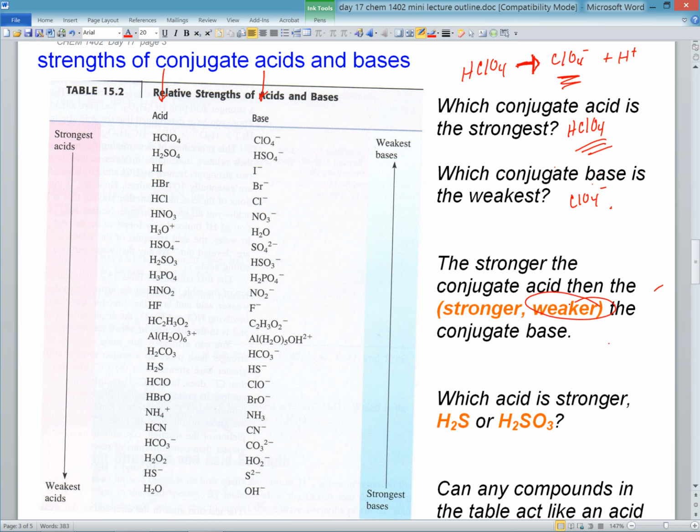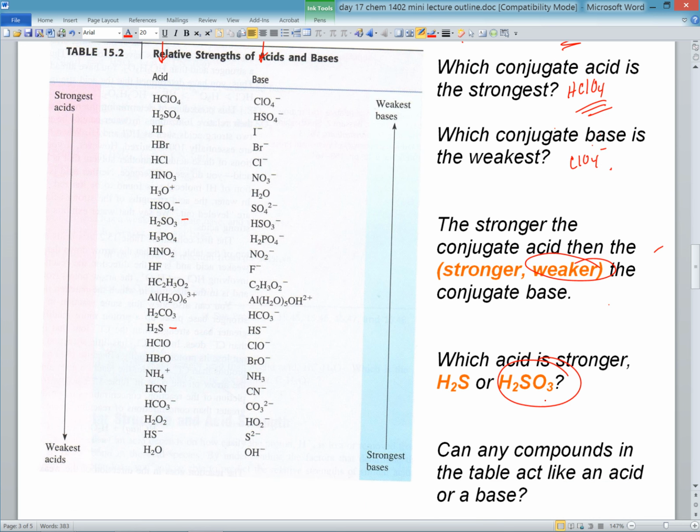Exactly. Okay. A few more things about this table. Roland, we've got hydrogen sulfide, or hydrogen sulfite. Which one is a stronger acid? H2SO3. Right, you agree? Right, because it's higher in the table than the H2S. H2S is way down there, so definitely H2SO3.